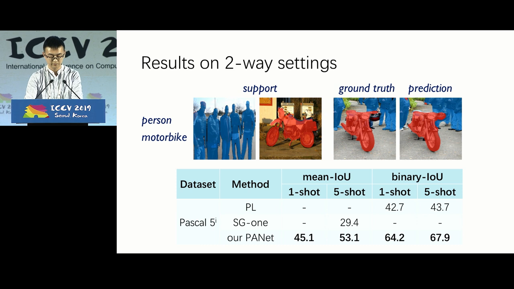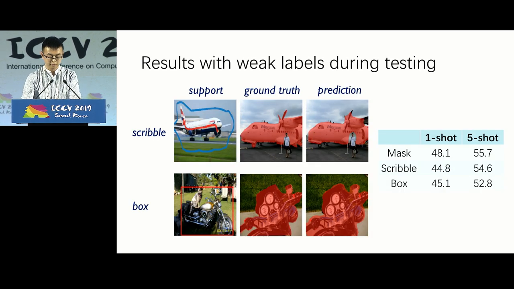In another experiment, during testing, we replaced the mask annotations of the support images with weak annotations, such as scribbles and bounding boxes. Surprisingly, the performance only drops a little compared to using dense pixel level annotations.